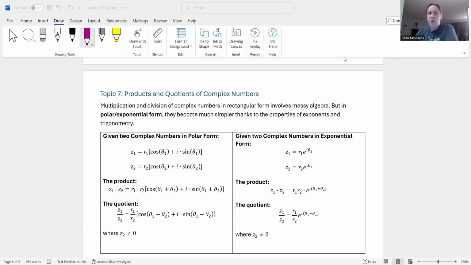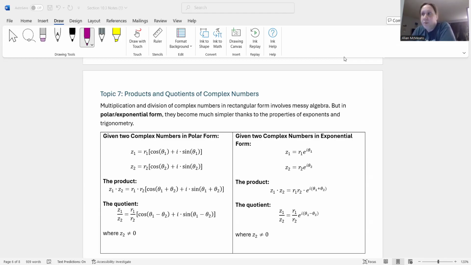For topic 7, we're going to look at products and quotients of complex numbers. Now, if you're going to multiply or divide complex numbers in rectangular form, it can get kind of messy. It's sort of cumbersome algebra. Not necessarily impossible, it's just sort of a pain, okay?